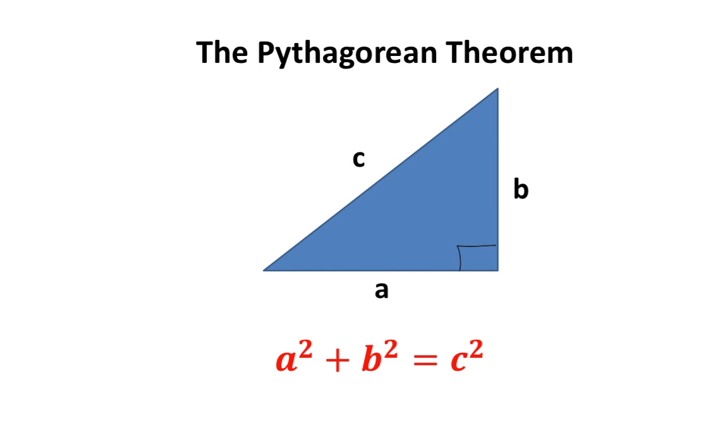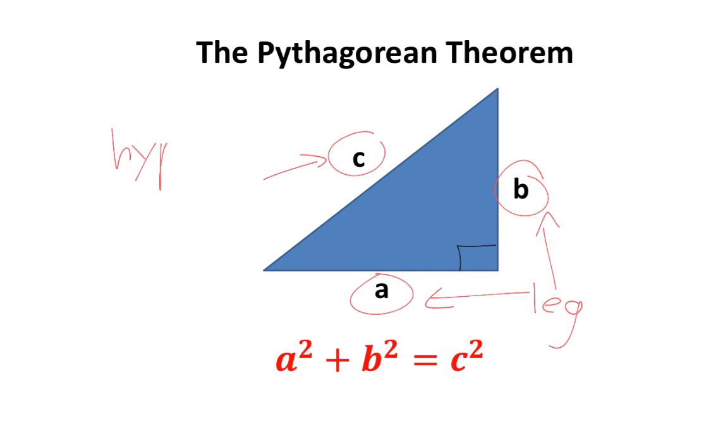Both A and B are considered legs in a right triangle. Meanwhile, C is considered the hypotenuse. The hypotenuse is opposite to the 90-degree angle, and it is the longest side in a right triangle. Therefore, if we take a squared and add it to b squared, we get c squared.